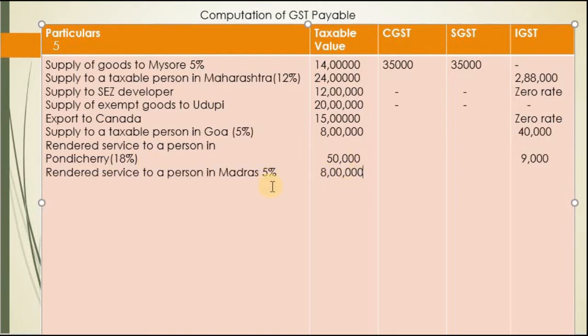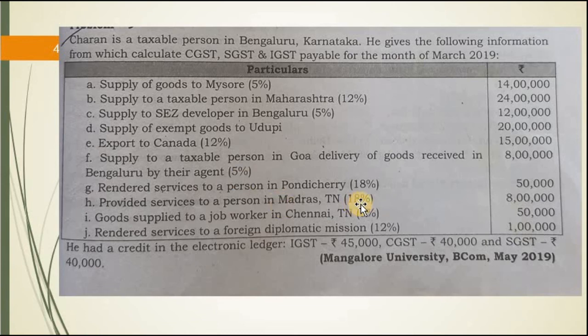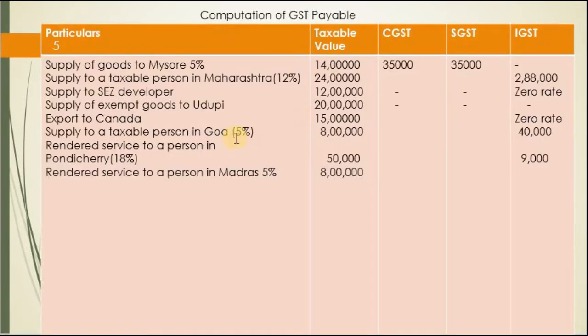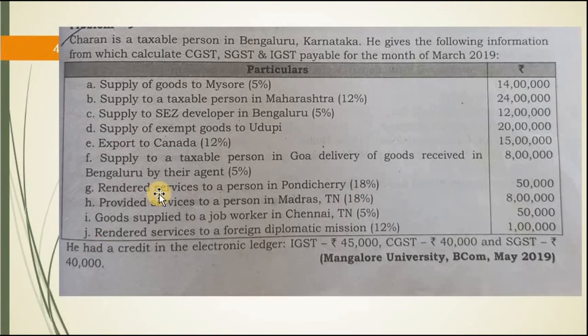8 lakh into 5%. So how much is 8 lakh into 5%? So it is not 5%, sorry, it is 18% again. So 18% on 8 lakh is 1,44,000. So let's write 1,44,000. Next, let's go to the next one.